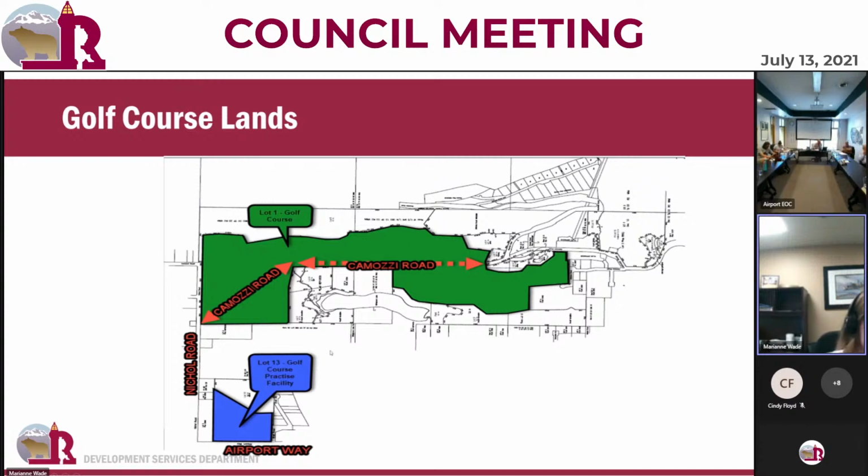So what we're talking about today is a development agreement that will be associated with all the lands that are in green. And then on lot 13, that will be the driving range. So these are the lands that will be under the development agreement that is before you today. And this is also associated with the development permit for the golf course lands, which will be coming after this presentation.